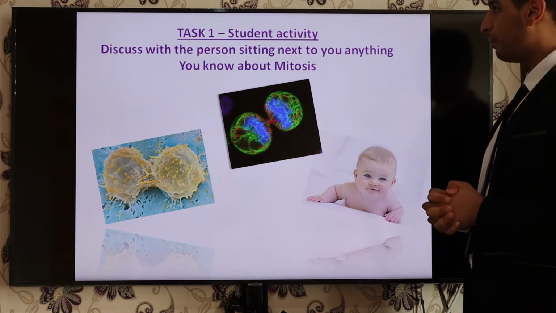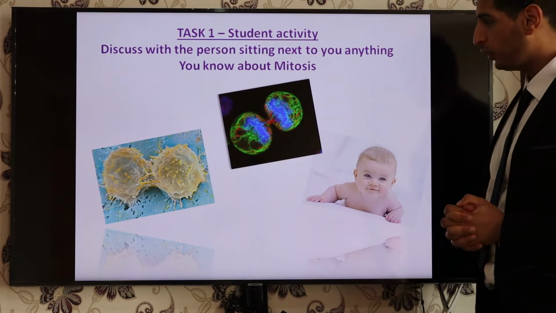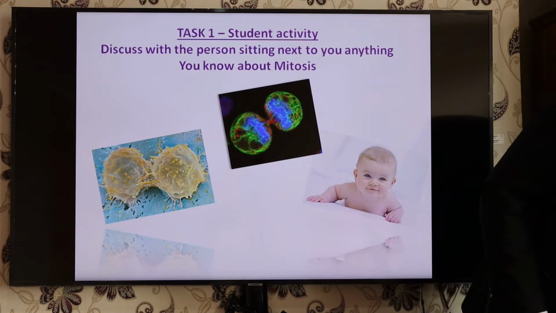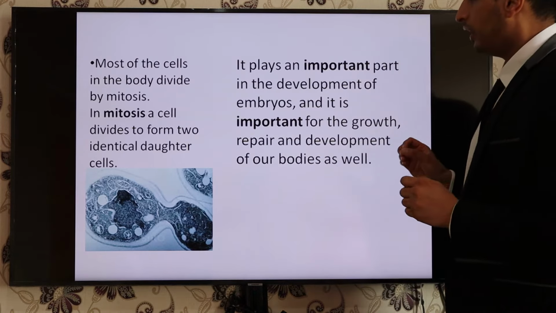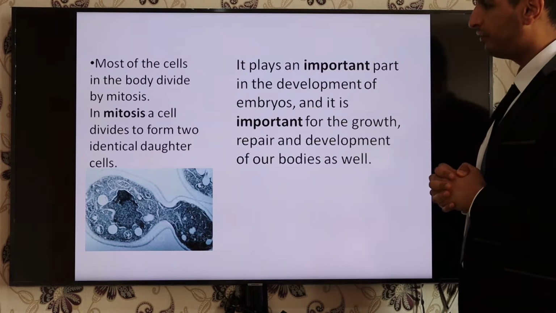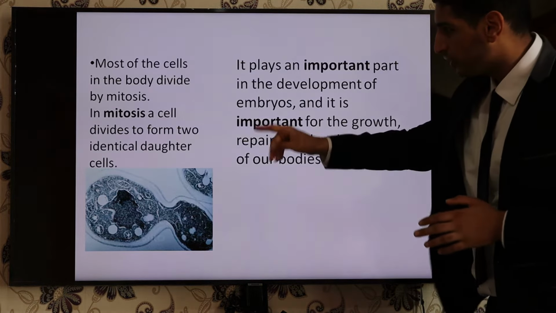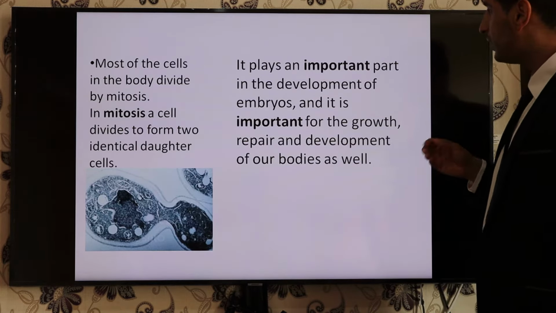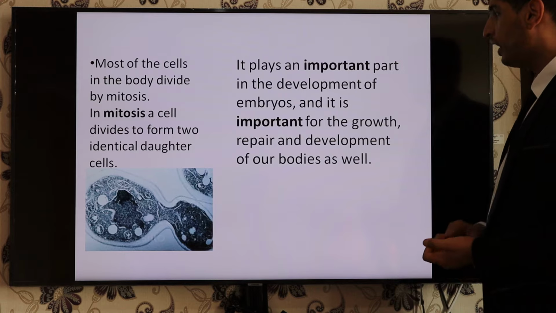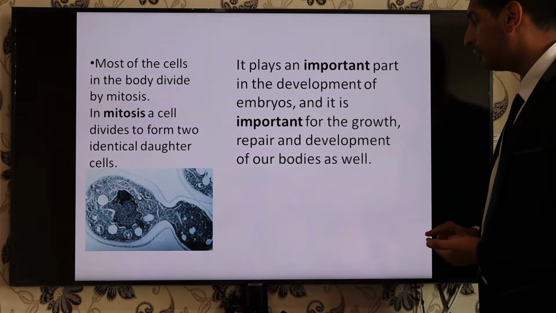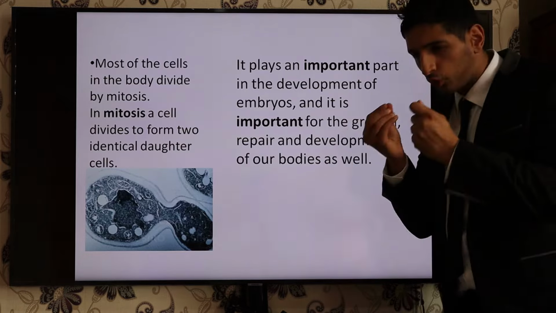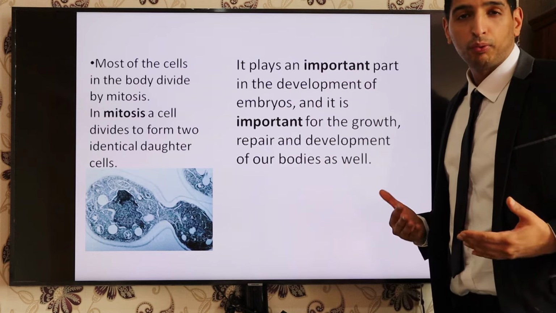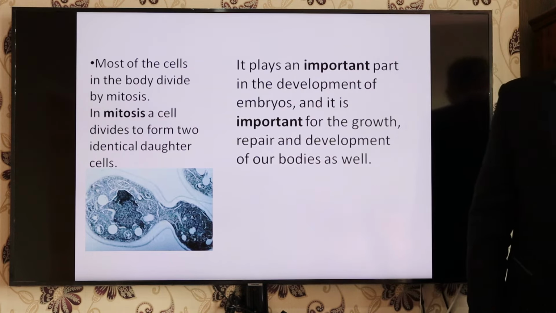Now, if there's anything you know about mitosis, I'd like you to pause the video, write it down. So what is it? Okay, let's go over the answers. Now, mitosis, most of the cells in the body divide by mitosis. In mitosis, a cell divides to form identical daughter cells. It plays an important part in the development of embryos, and it's important for growth, repair and development of our bodies as well. So mitosis is all about one cell splitting into two, and that's very important for repair and growth. Please remember that.